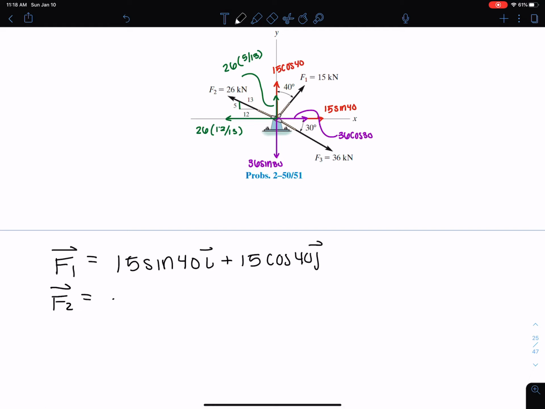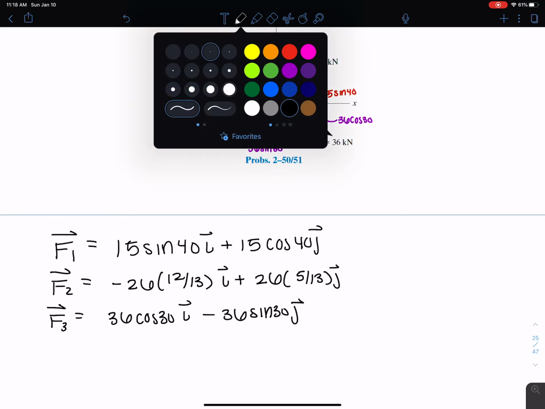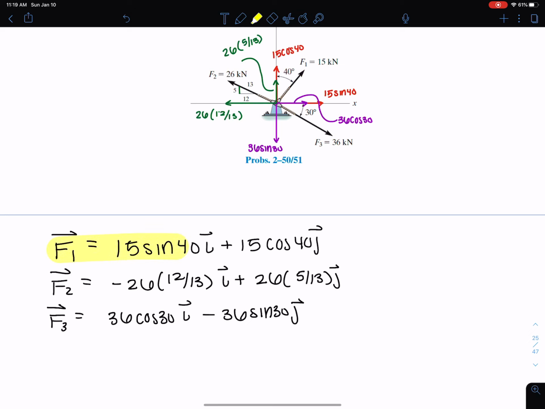So here I'm going to have a negative 26 times 12 over 13 in the I, plus 26 times 5 over 13 in the J, and my F3 is the purple. So I have a positive 36 cos 30 in the I, minus 36 sine 30 in the J. Oops, I forgot my directions. And this is basically the first part of the problem. This is what they're asking for. So that's my first answer.